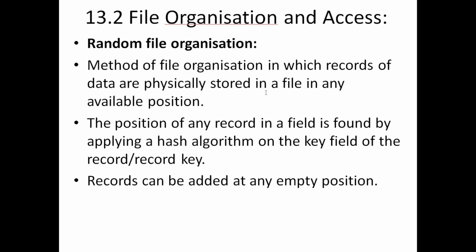Random file organization. Now, random file organization is a method of file organization where records of data are stored in any available position. Wherever you find an empty space, you just dump records over there. The position of any record in a file is found by applying a hashing algorithm on the key field of the record, or the record key. Records can be added at any empty position. Whenever you add a record, basically the file maintains an index where the value of the key field is stored along with its hashing value.